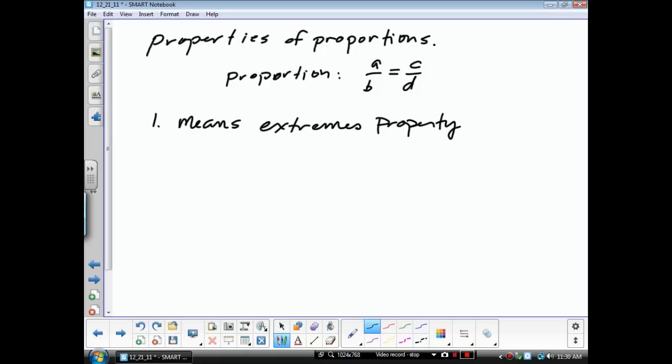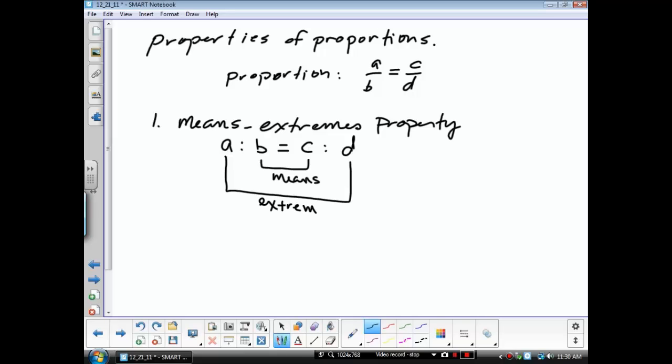In order to think about what are the means and what are the extremes, we have to write our proportion in this form. A is to B as C is to D. Let me try a colon there. Then the means are B and C. The extremes are A and D. In a proportion, the means are always the values right here, the B and the C. The extremes are always the values on the outside.